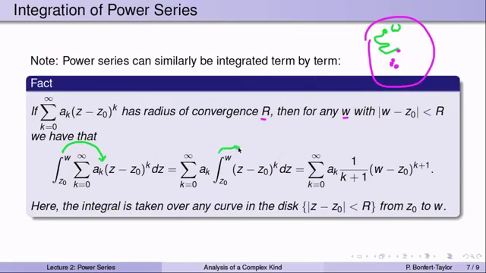I can actually evaluate this. I have an antiderivative for z minus z0 to the k, namely 1 over k plus 1 times z minus z0 to the k plus 1. And then you need to evaluate that from z0 to w. When I do that, when I plug in z0, it's nothing. When I plug in w, I get 1 over k plus 1 times w minus z0 to the k plus 1.